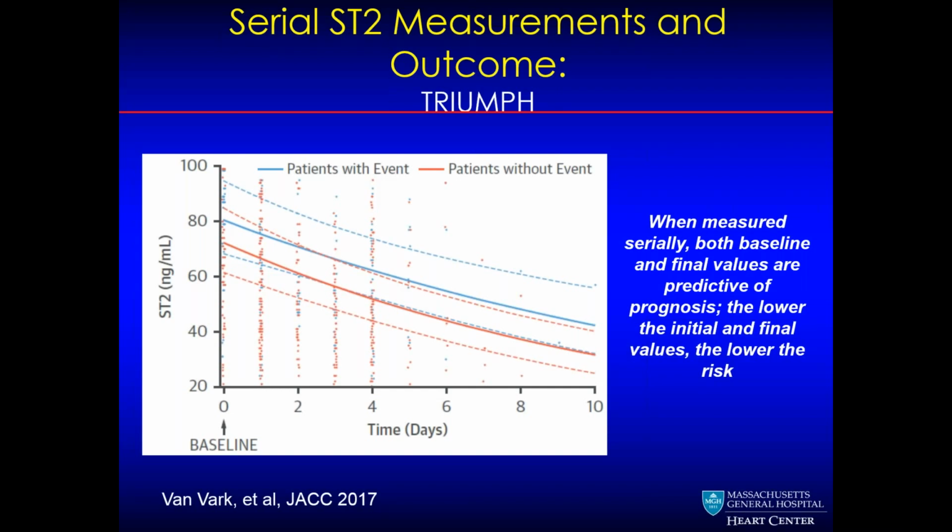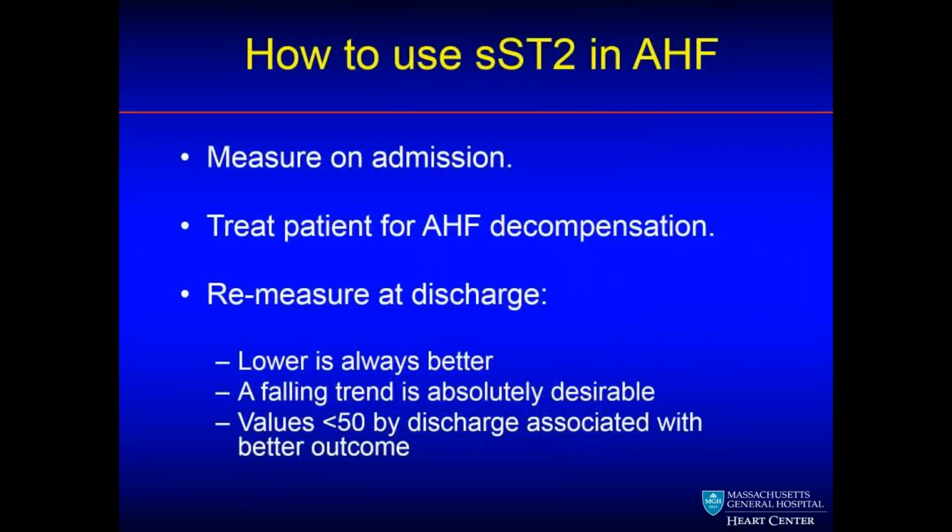So what we recommend in acute heart failure is to measure it on admission in order to help make decisions about risk and triage. And here we use an admission concentration that's higher than we use in either chronic heart failure or in apparently well patients. So in acute heart failure, we tend to focus on the high-risk patients as having an ST2 value greater than 50 to 75 nanograms per milliliter. We measure it on admission. Then we do not measure it again until discharge.